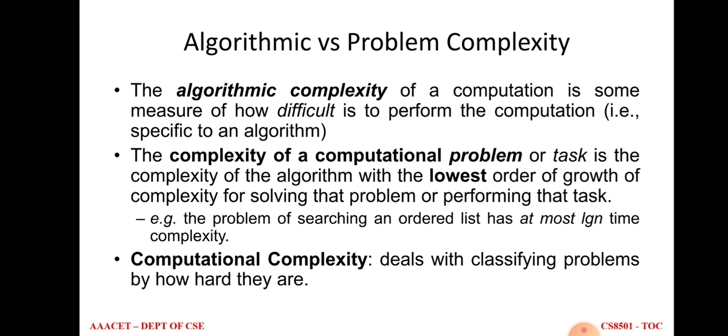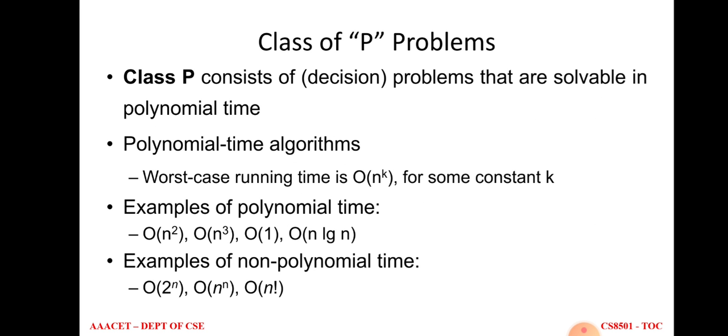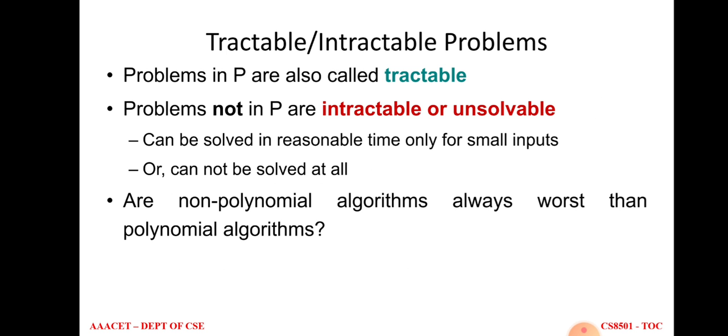And what is computational complexity? It deals with classifying the problems by how the problem should be solved. So the same one, class P problems are those solvable or decidable in polynomial time. These are the examples for polynomial time: order of n squared, order of n cubed, order of 1, and order of n log n. So what are the examples of non-polynomial time? That is order of 2 power n, order of n power n, and order of n factorial. So these are example order of growth values of complexity of non-polynomial time.